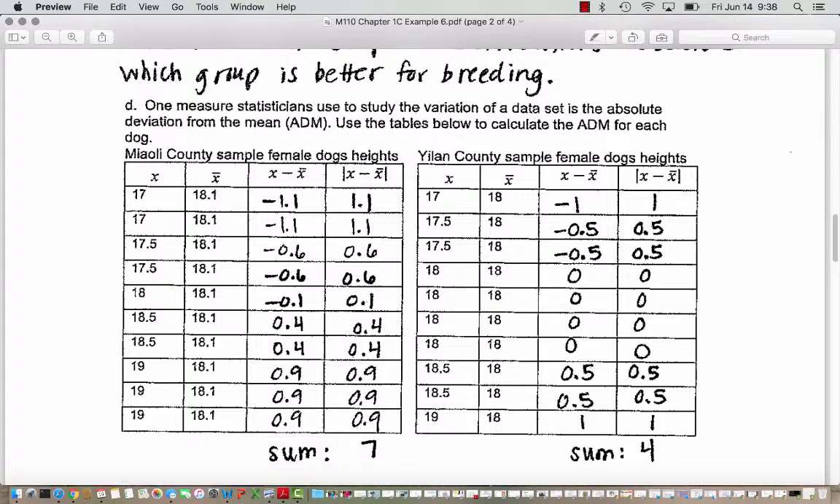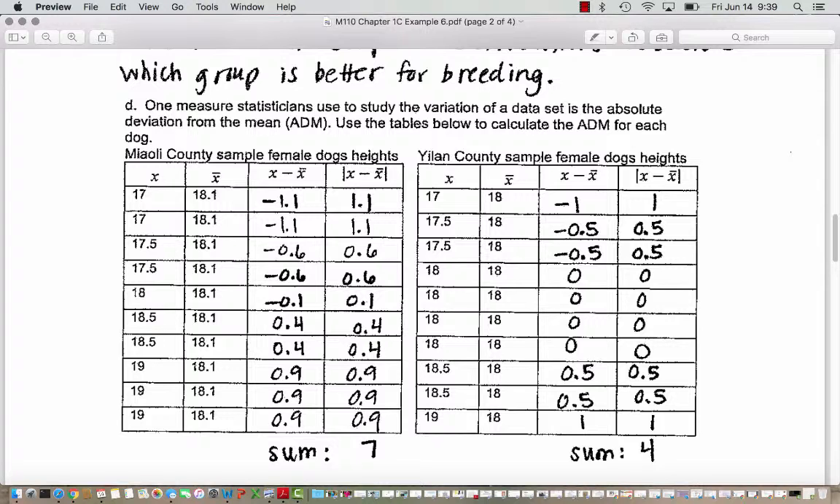But we don't want to think about negatives because we know if you add up the negatives, they might cancel out. So we convert everything to positive. The absolute value bars here on that difference make this a positive 1.1. So you can go through and check the calculations for each row of the table. And then at the end, we sum up all of the absolute deviations for Miaoli County.